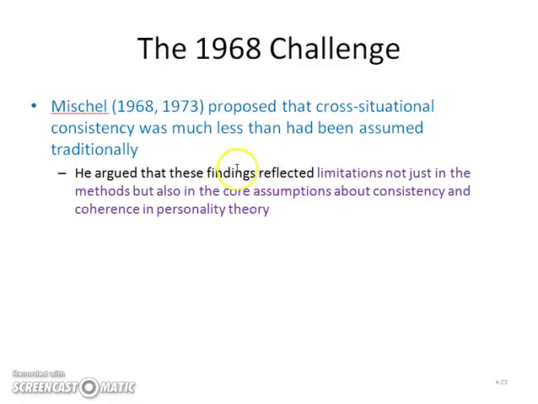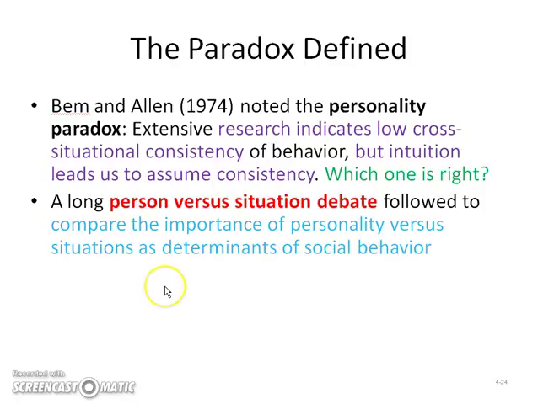Mischel said that these findings, that people don't behave as consistently as we expect, are due to limitations not just in how we're measuring things, but also in the assumptions we make about how consistent people are and how consistent personality traits are and how stable they are. Moving through history, in the 70s, Bem and Allen noted that there's a personality paradox where there's low cross-situational consistency of behavior, even though we expect there to be consistency. So that generated a long debate about what's more important, the person or the situation, in determining outcomes and behavior.